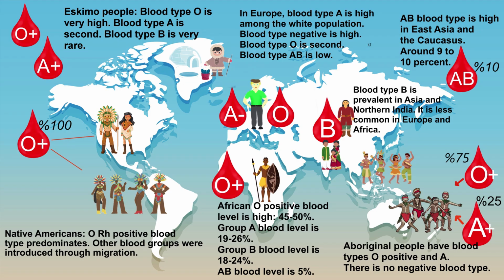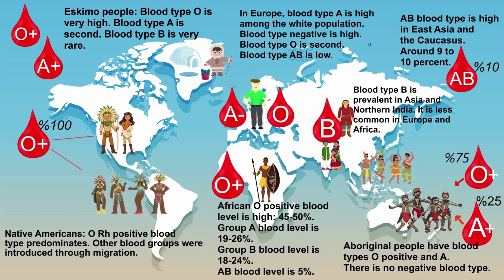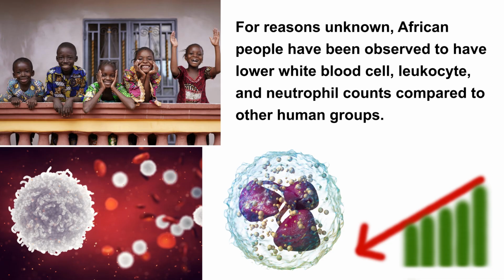In Africa, O Rh-positive blood is more prevalent. Blood type B is present in smaller amounts. The Duffy-negative, FY-A, B phenotype, which prevents the malaria parasite from entering blood cells, is very common in people of African descent. 95% of Black Africans have the Duffy antigen. For reasons unknown, African people have been observed to have lower white blood cell, leukocyte, and neutrophil counts compared to other human groups.